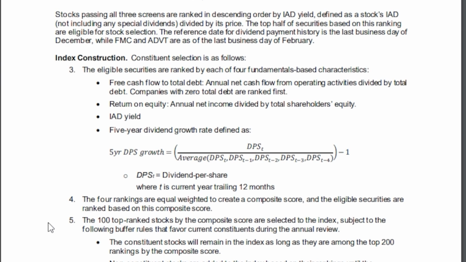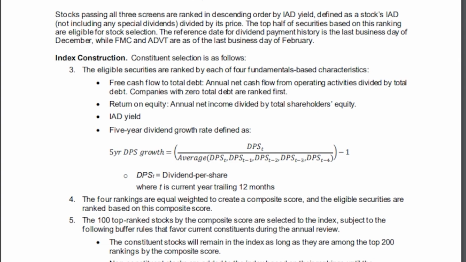So even if a stock doesn't rank as high, as long as it's already in the index, it could still stay. Non-constituent stocks are added to the index based on their rankings until the constituent count reaches 100. If 2 non-constituents have the same composite score, the non-constituent with the higher dividend yield will be selected.